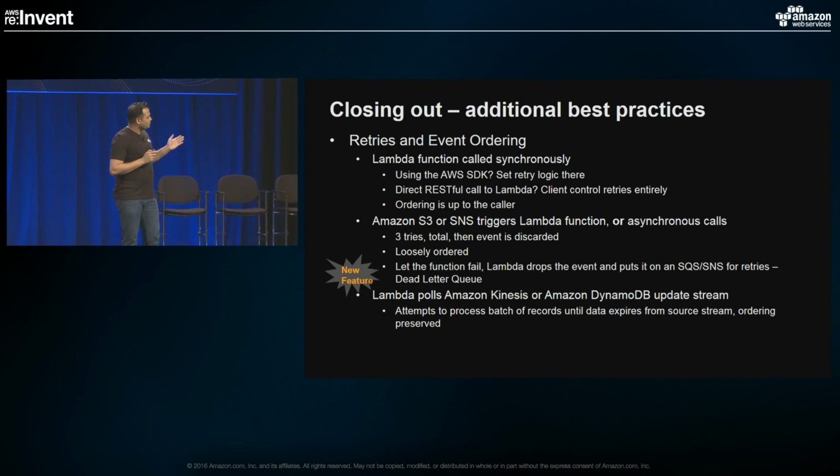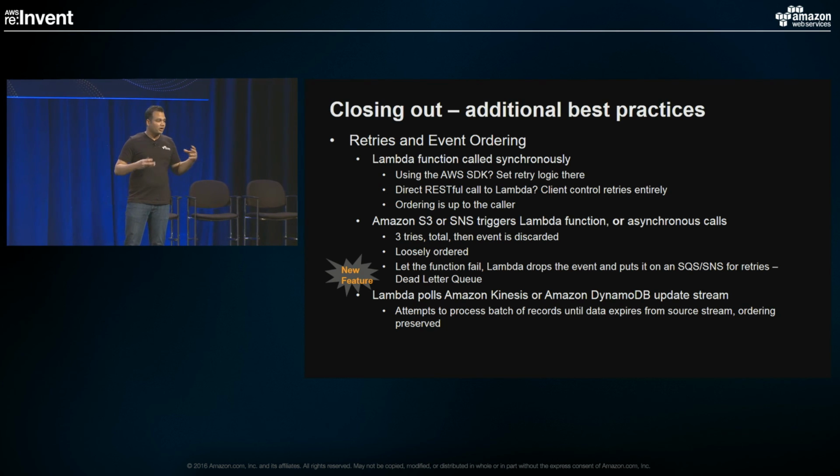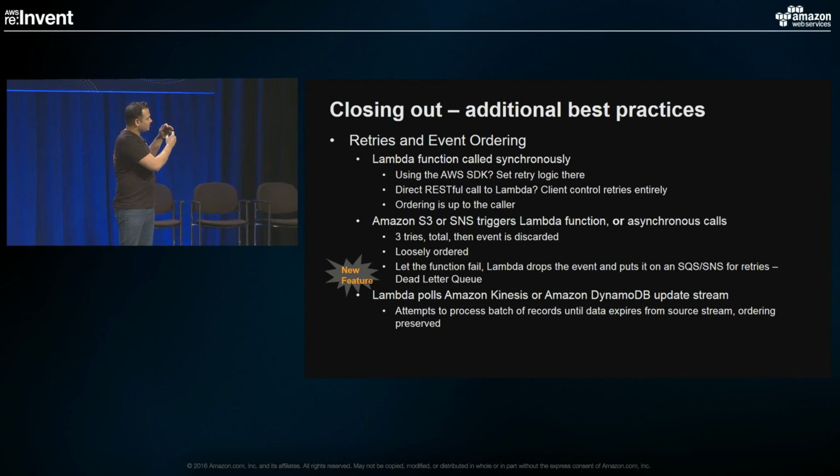Lambda can also poll a Kinesis stream or a DynamoDB update stream. If you have a Kinesis stream, it's available for about a 24-hour period, so you can have the Lambda function access the Kinesis stream and exhaust it all the way until it's done. In that case, the ordering is also preserved.